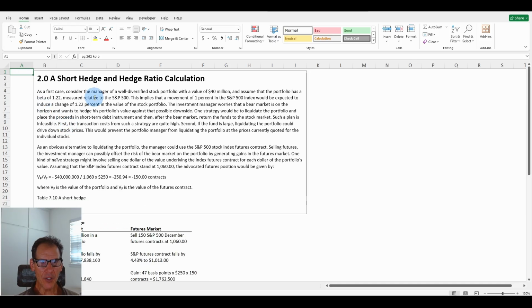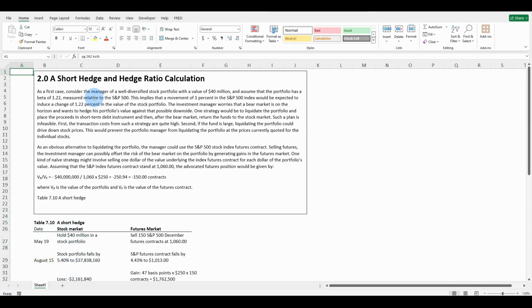As a first case, consider the manager of a well-diversified stock portfolio with a value of $40 million, and assume that the portfolio has a beta of 1.22 measured relative to the S&P 500. This implies that a movement of 1% in the S&P 500 index would be expected to induce a change of 1.22% in the value of the stock portfolio.